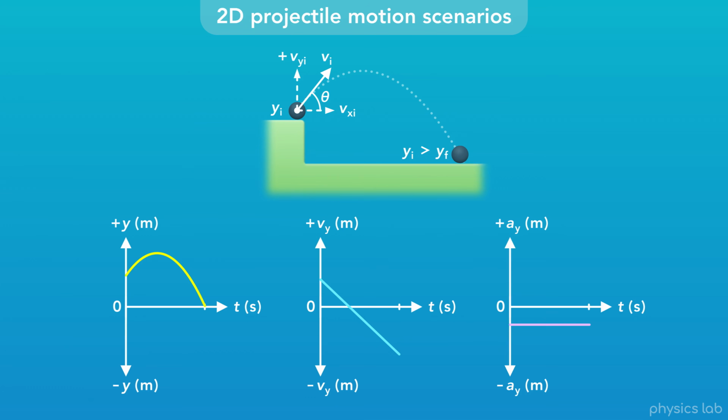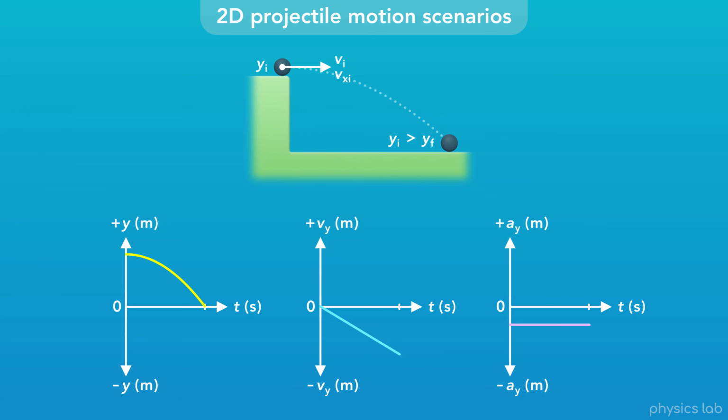If the initial height is greater than the final height and the launch angle is upwards, the graphs look like the last example, but they're flipped. The y position starts at some height and ends at 0. It reaches the maximum height and 0 y velocity in less than half of the total time.